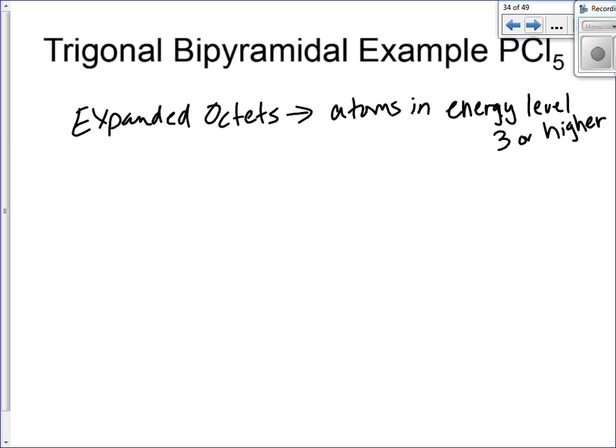Why can atoms in energy level 3 or higher do expanded octets? Why can they do expanded octets? They have the d orbitals, exactly right, so they can expand. They have room to do so. Okay? So, PCl5.